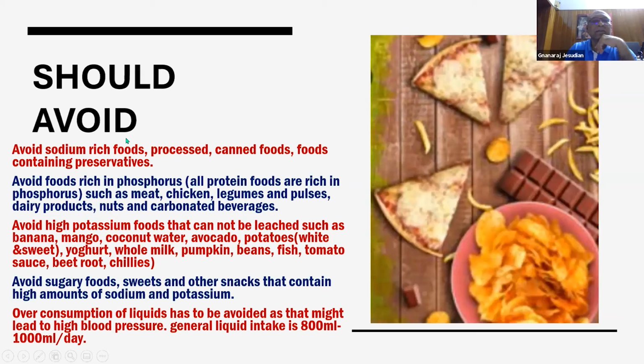On the other hand, they should avoid the sodium-rich foods like processed foods, canned foods, foods that contain preservatives, and then avoid phosphorus-rich foods such as meat, chicken, legumes, pulses, and dairy products. Carbonated beverages are also an important contribution to phosphorus. Then again, high potassium foods need to be avoided, fruits like banana, mango, coconut water, avocado, and potatoes, and so on. Then avoiding sugary fruits and sweets is good for everyone. And you need to be careful about the amount of fluid that they take.